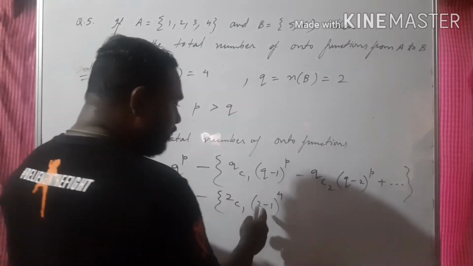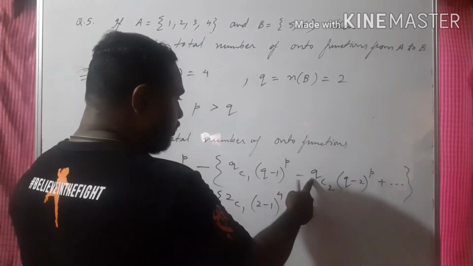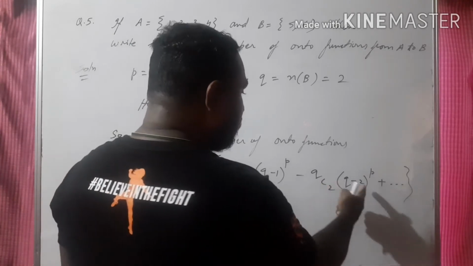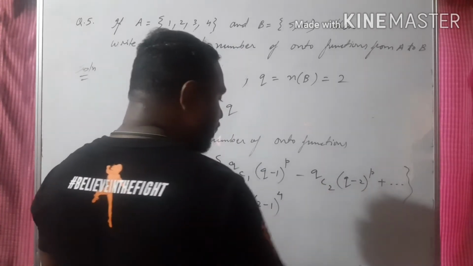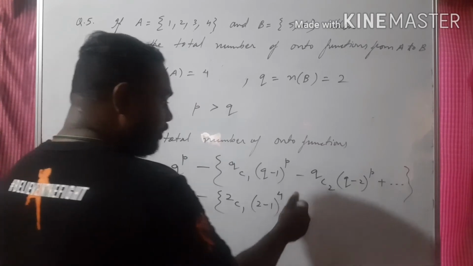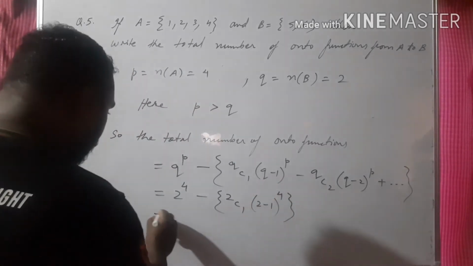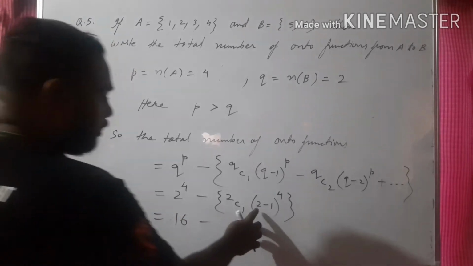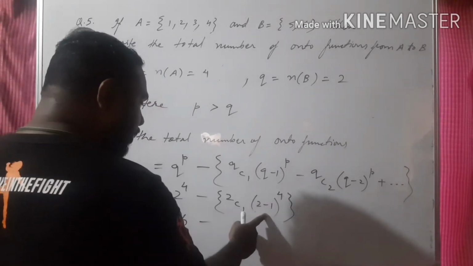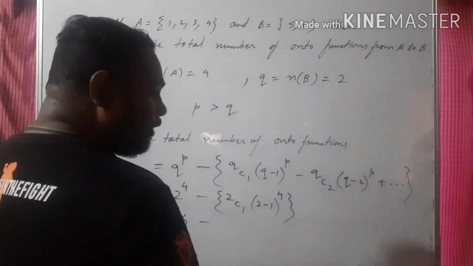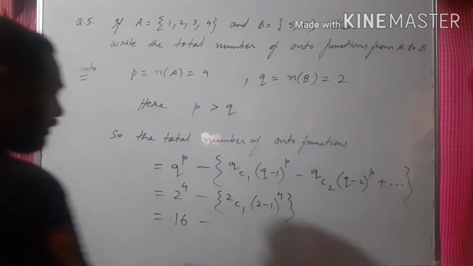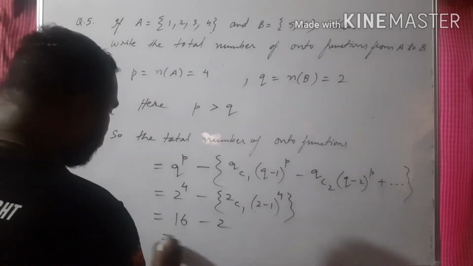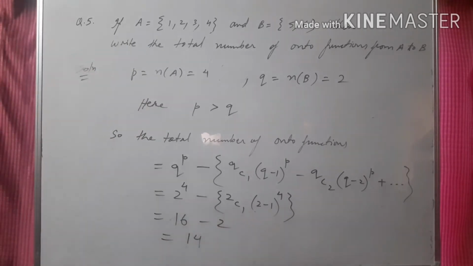Here if I write the next term, it will be 2C2 into (2 minus 2) to the power 4, which will be 0 only. So I am not writing the next term, we can stop here. So it will be 2 to the power 4 is 16, minus, here 2 minus 1 is 1, 1 to the power 4 will be 1, 2C1 will be 2. So I am writing here 2, and I am getting 14. So the total number of onto functions from A to B in this case will be 14.